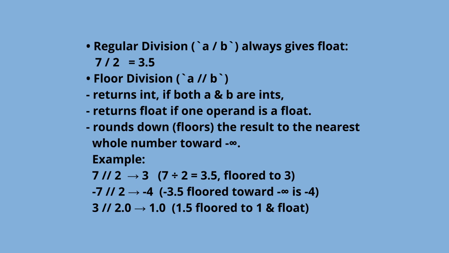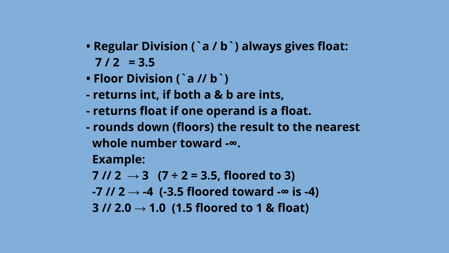First, the difference between regular or true division. Regular division, a / b, always gives a float, like 7 / 2 equals 3.5. But floor division, a // b, returns an integer if both operands are integers, or a float if one operand is a float. It rounds down the result to the nearest whole number toward negative infinity.